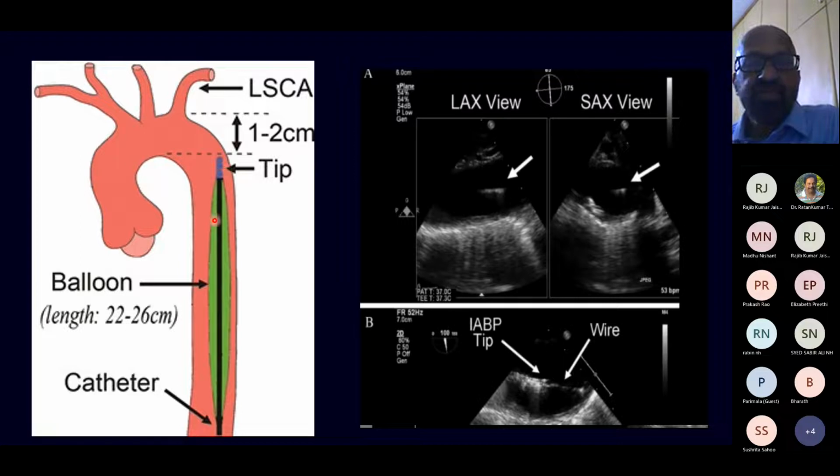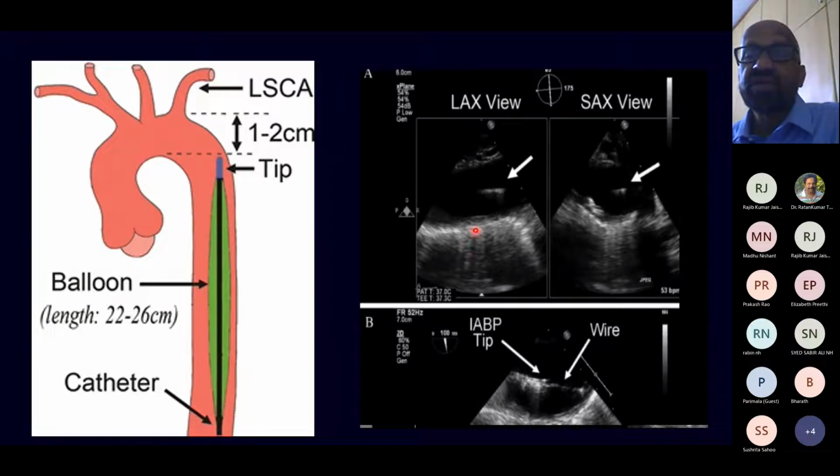And typically the balloon is placed in the descending thoracic aorta. The volume is 30, 40 or 50 ml. Usually a 40 ml balloon is used in most adult individuals. And echocardiography comes handy to look at the guide wire placement and the passage of the IABP catheter, as is shown on the right side of the picture.